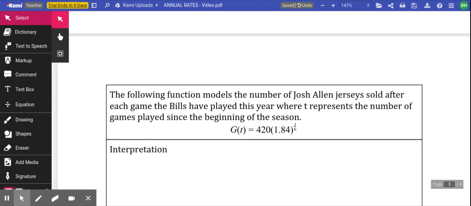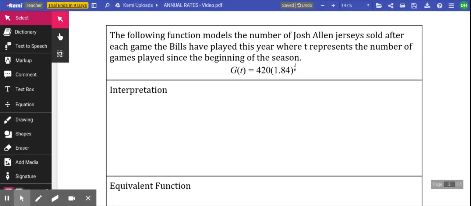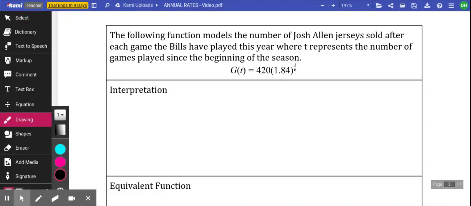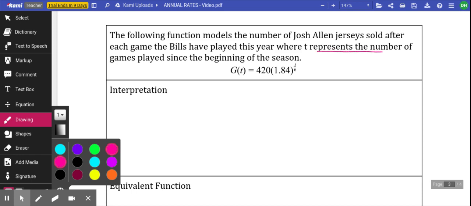All right. So the following function models the number of Josh Allen jerseys sold after each game the Bills have played so far this year, where t represents not years. Notice this, t is going to represent the number of games played since the beginning of the season.